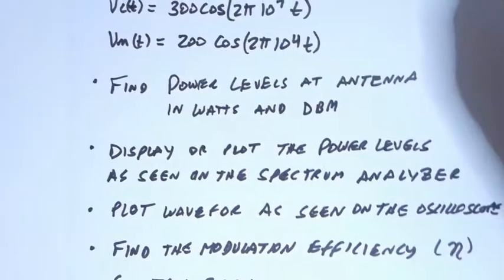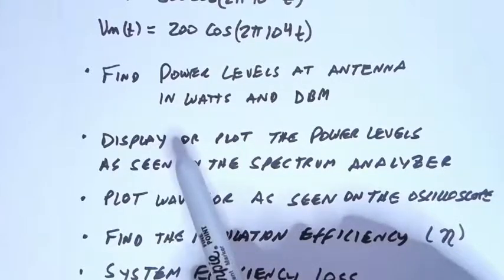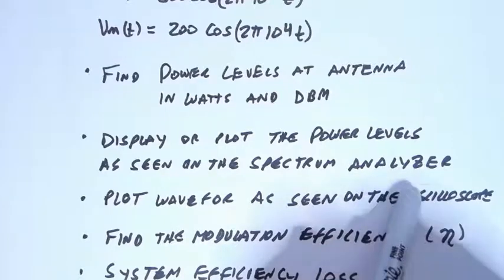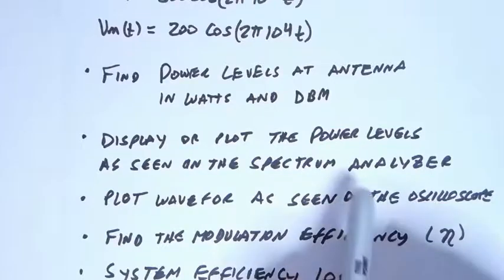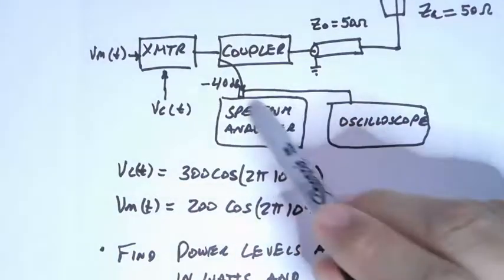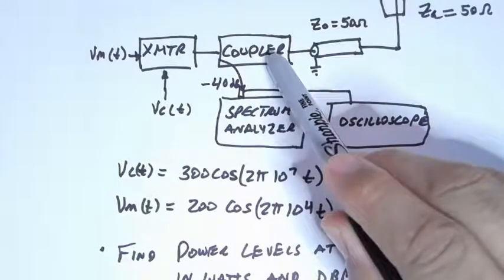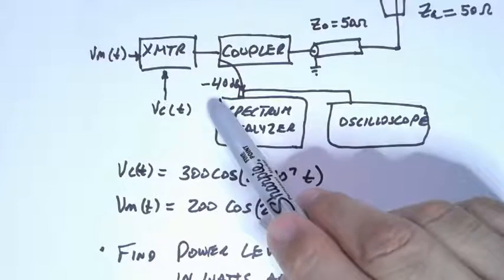Okay, now we are also asked to display or plot the power levels as seen in the spectrum analyzer. Here we will do a spectra plot considering the coupling coefficient of the directional coupler. In this case, we're attenuating that signal by 40 dB.